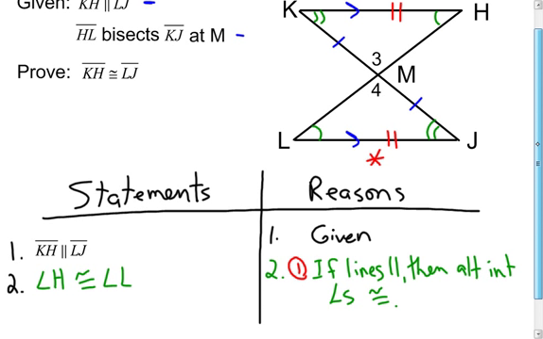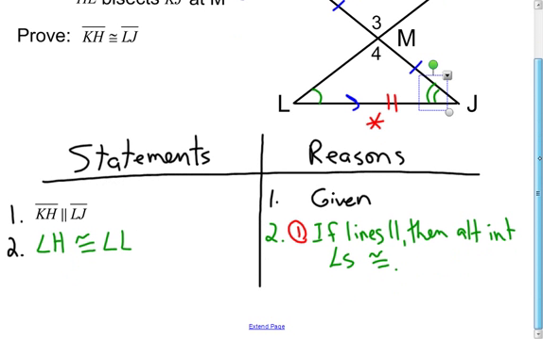Now in statement 3, I'm going to go to my double ticks. So angle K and angle J are going to be congruent. Whoops, I guess this is statement 3, isn't it?